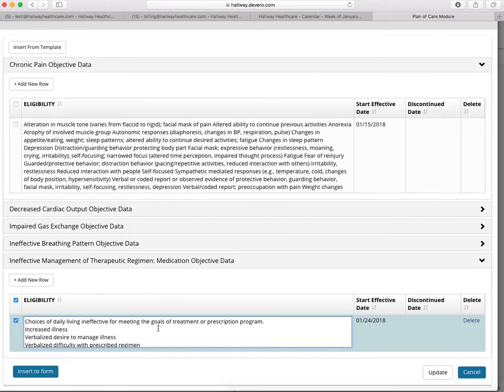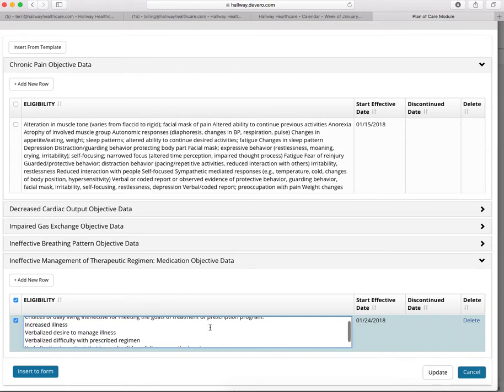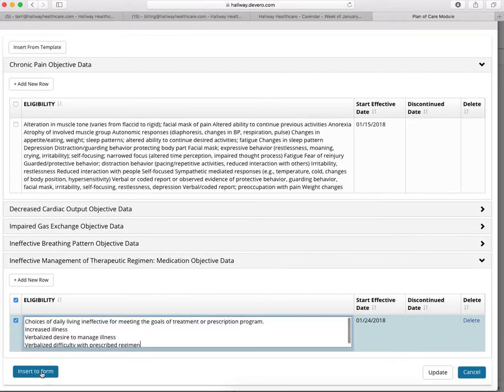Choices of daily living, effective goals, treatment or prescription increased illness. Is there difficulty managing or less difficulty with prescribed medication? Yes, or less by patient that he or she did not follow prescribed medication regimen. So this one doesn't apply to him because I'm his nurse and I am administering. He's not. So that one doesn't apply. Okay, so the others do.